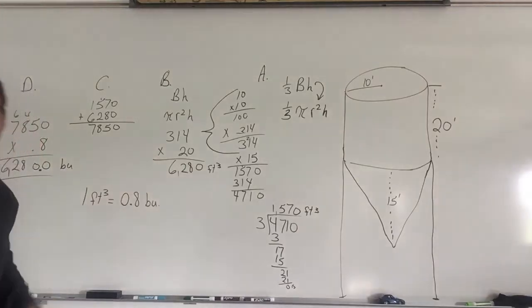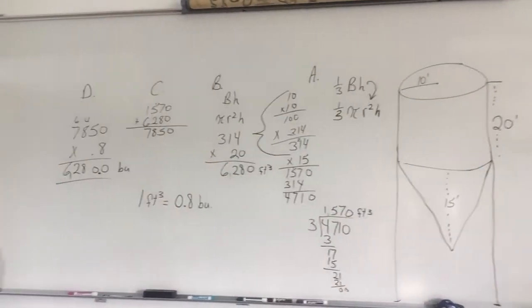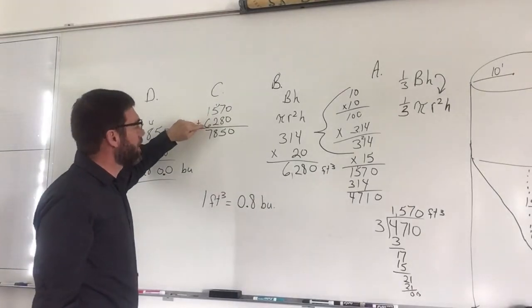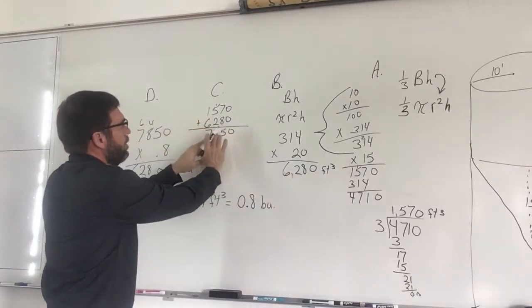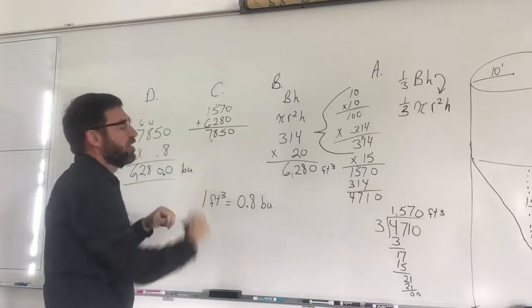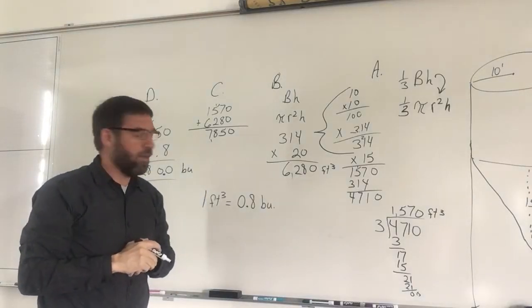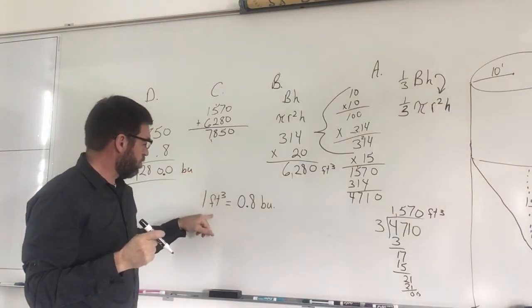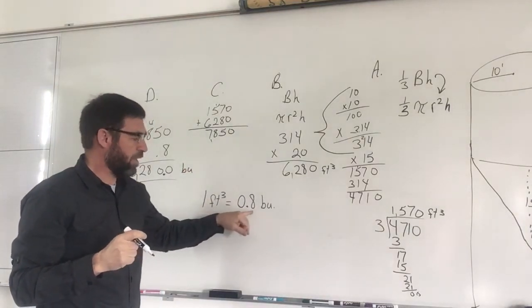So I move right over. Let me turn this a little bit so you can see. I moved right over, 1570 and 6280. These numbers here, I added them up and I come to 7,850. Now in the book, it will tell you that 1 cubic foot equals 0.8 bushel.